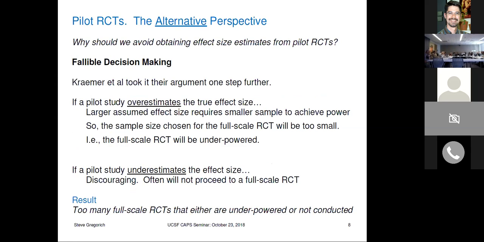If your pilot study overestimates the true effect size, then you're going to be emboldened. You're going to assume this larger effect size and conduct a power analysis for your full-scale RCT. You're going to get too small a sample as a result, because a big effect means a smaller sample required. And then you're going to have a full-scale RCT that's underpowered. On the other hand, if your pilot study underestimates the effect size, you're going to be disappointed. You're going to say, I don't have any preliminary evidence of efficacy, so I'm not even going to embark on the full-scale RCT. So you end up with the worst of all worlds: underpowered full-scale RCTs that go into production, and potentially some good ideas that never get pursued.